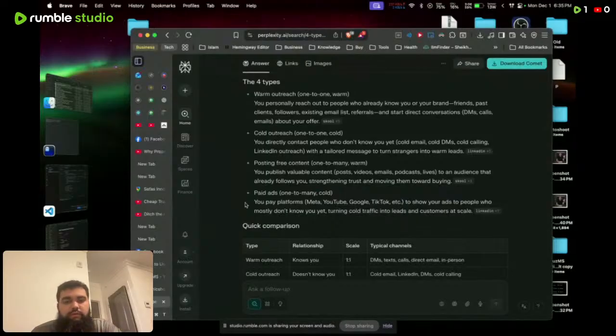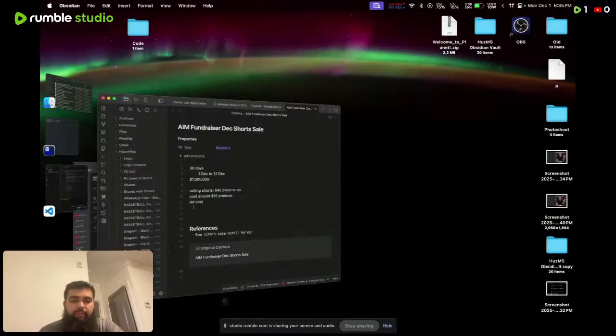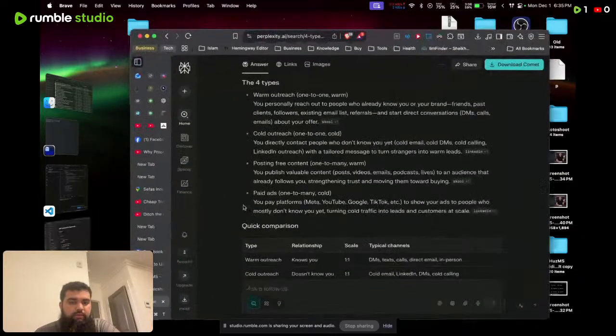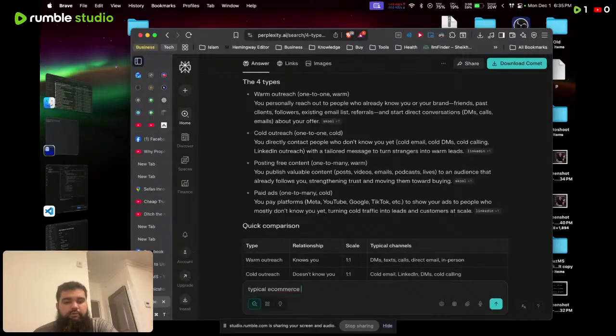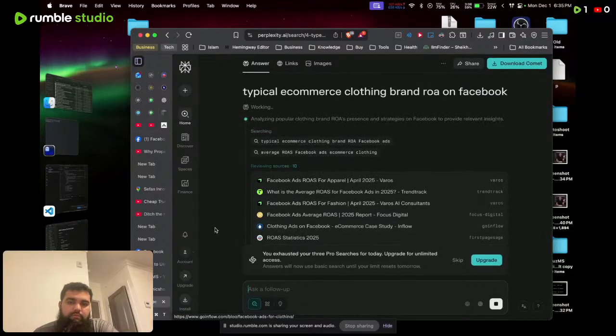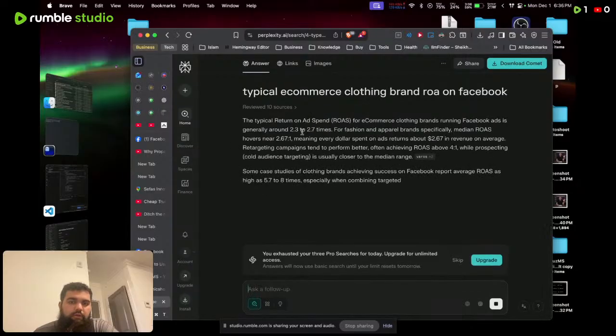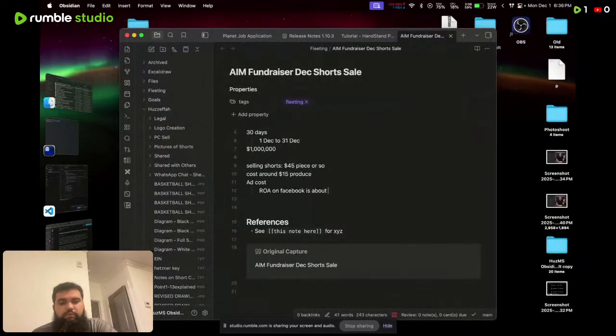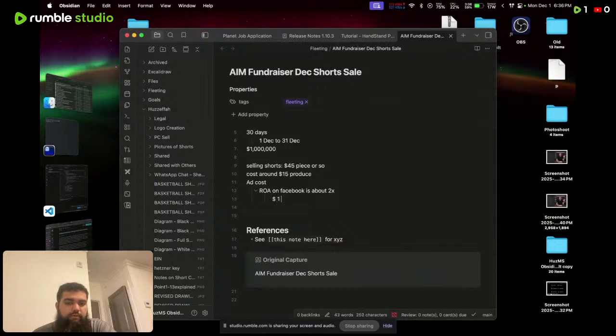Okay. And this is the one we're going to be focusing on, paid ads. For the paid ads, this is the important key thing that I need to know: what ROAS on Facebook is, right? So let's search that up real quick. Typical e-commerce clothing brand ROAS on Facebook. Okay, I'll say like 2 times then. To be conservative, it's about 2x.